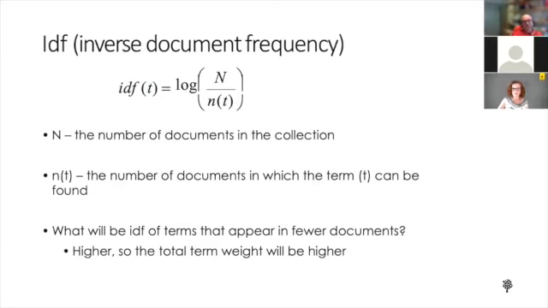So the IDF of terms that appear in fewer documents will be higher, so that the total term weight when TF and IDF are calculated together will be higher.